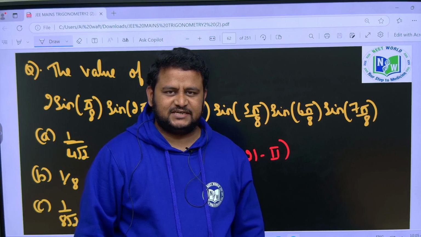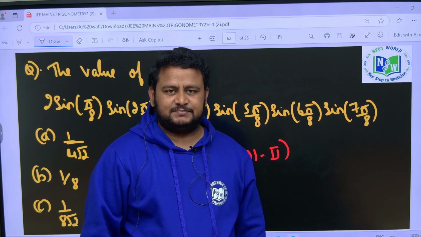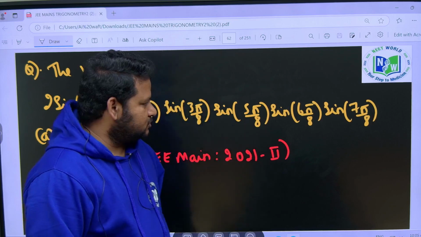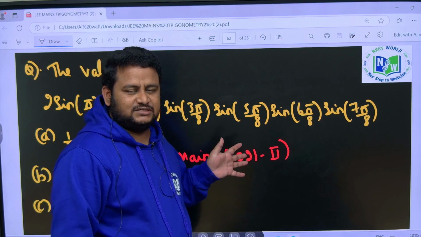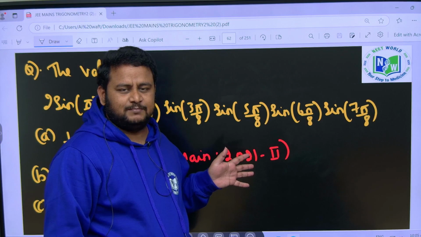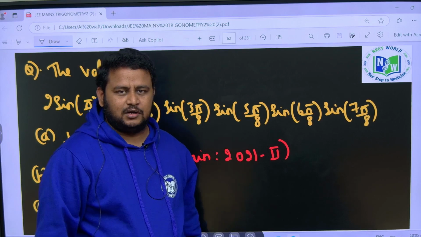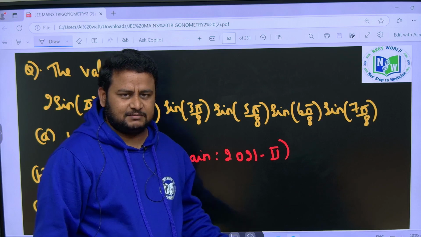So with respect to JEE Mains, we had started with the trigonometry chapter and inverse trigonometry. We were doing the trigonometry chapter, and when it comes to that we learned some very important concepts. I hope all of you have revised those concepts and also practiced some of the questions.